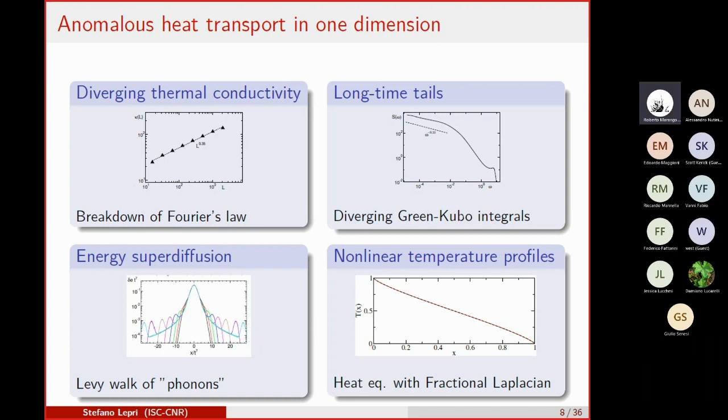Now, the main message is that for the models of the class that I showed you before, like, for example, the Fermi-Pasta-Ulam model, typically this is what happens in one dimension. So typically, transport is anomalous, we have these long time tails, and we have an infinite conductivity.